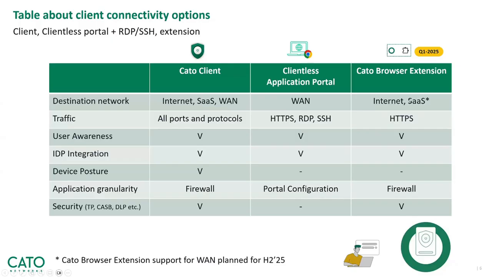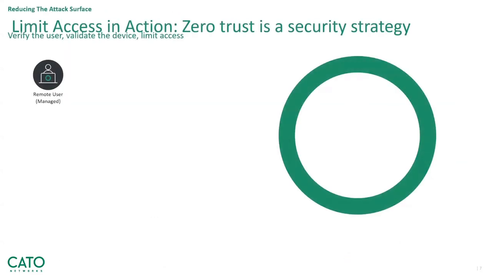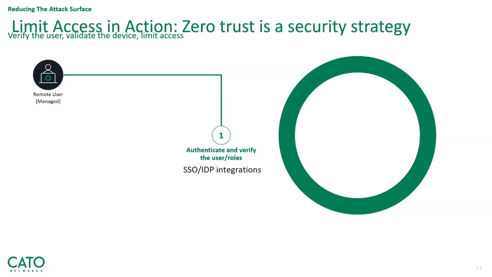So for all solutions, let's start with seeing how we implement the user access control in the client solution. The first case is a remote user on a managed device. It's an employee. The first thing that this user needs to do is to authenticate, and this can be done with SSO. We have integration with several IDP solutions. And as we said, this is done all the time, so it's not only done at the beginning of the session. The admin can decide the frequency at which the user has to be re-identified again and again throughout the sessions.